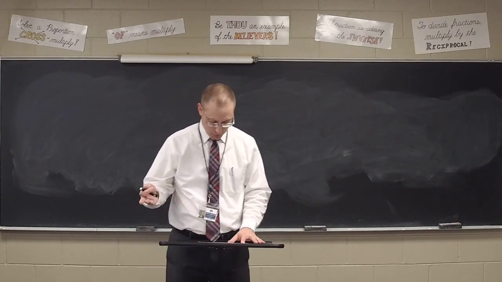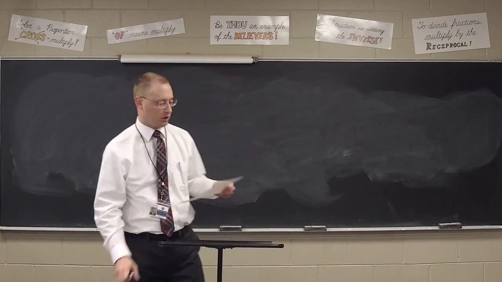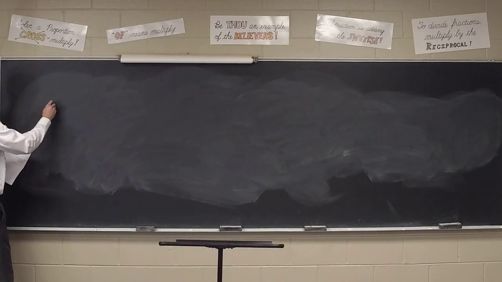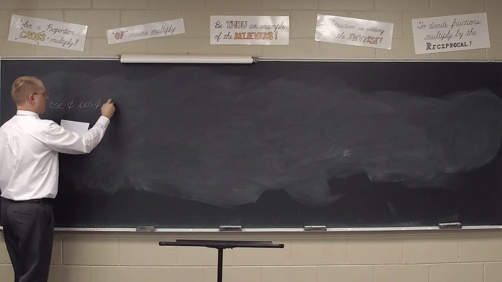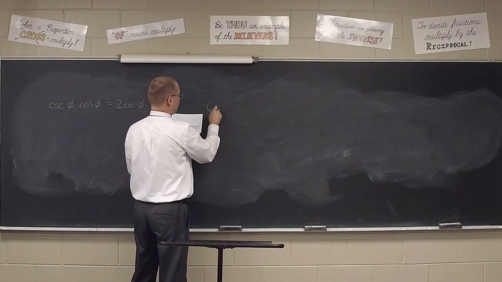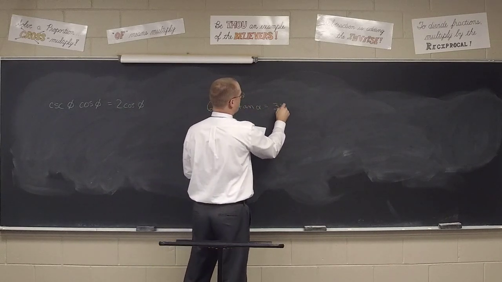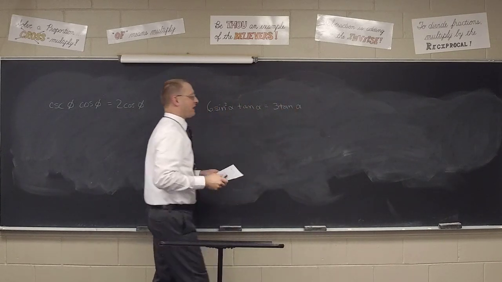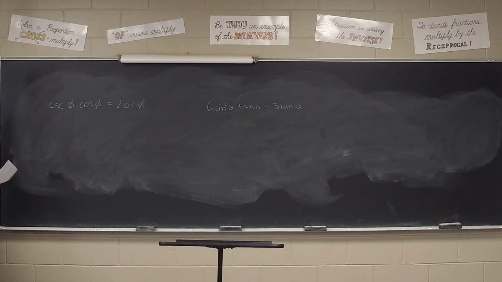All right, your test, which will be in our next lesson, will be over Chapter 7. Now, the first thing we worked on in Chapter 7 was solving trig equations like these. The cosecant of phi times the cosine of phi is equal to 2 times the cosine of phi. Or something like 6 sine squared alpha times the tangent of alpha equals 3 tangent alpha, where I wanted to find all possible answers between 0 and 360. So, at your seats, go ahead and solve these first two trig equations.